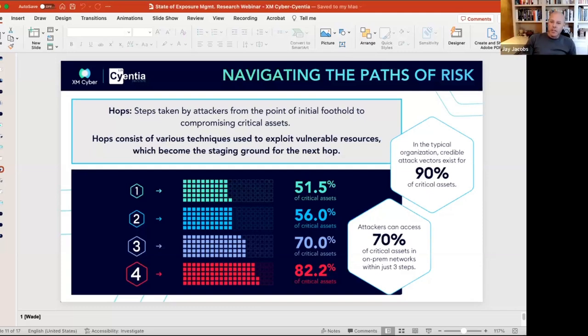Hey, Wade, there was a question online. It says, are the paths described by ATT&CK or another method? XM Cyber has their own way of referring to these, but they do have them mapped to MITRE ATT&CK. And I don't believe, Jay, in the report, did we give the ATT&CK version? We did not, did we?